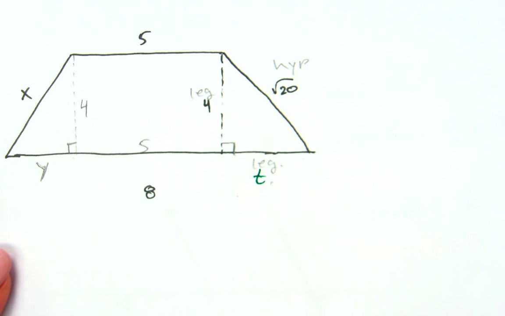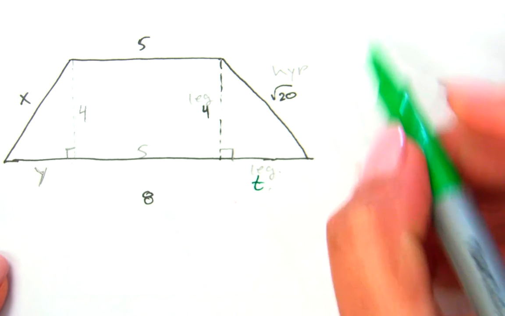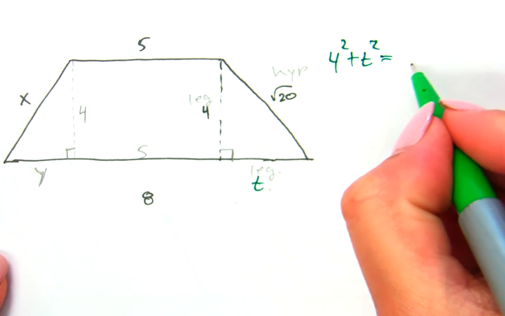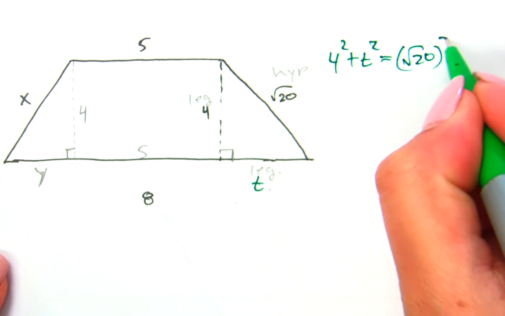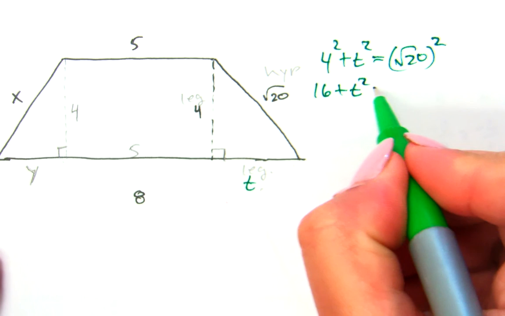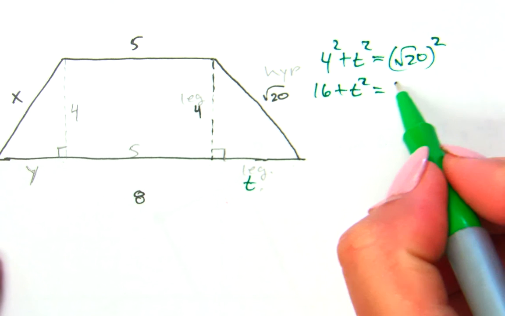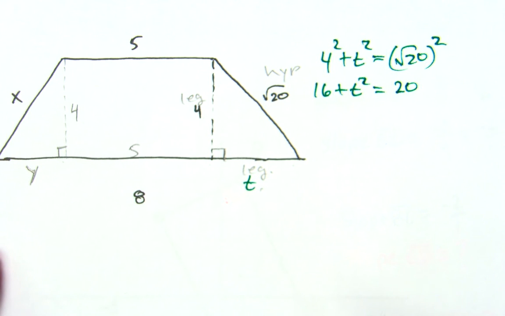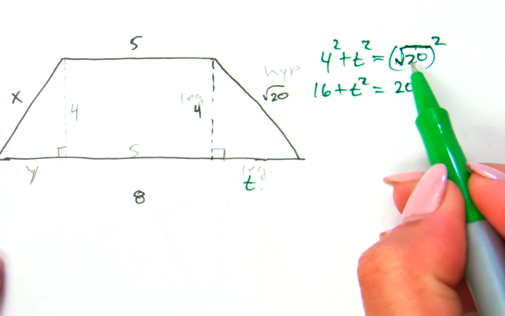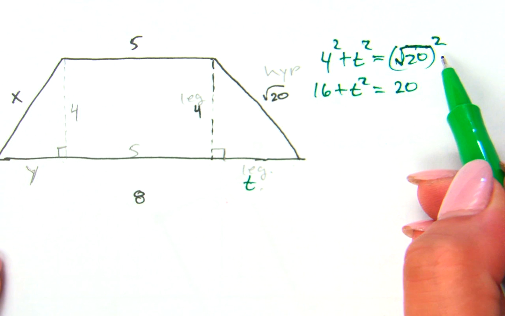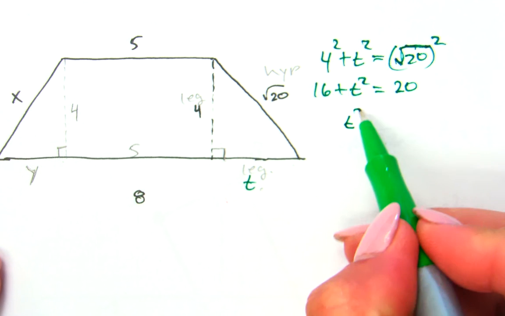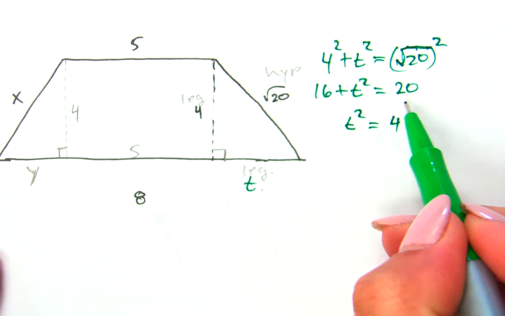Okay? So I have leg squared plus leg squared. So 4 squared plus T squared is going to equal the square root of 20 squared. All right, well, 4 squared is 16 plus T squared. The square root of 20 squared is just 20. If you're not sure why, please use your calculator. Otherwise, the only thing I can tell you is, since this is a square root, when you square it, it undoes the square root, basically.